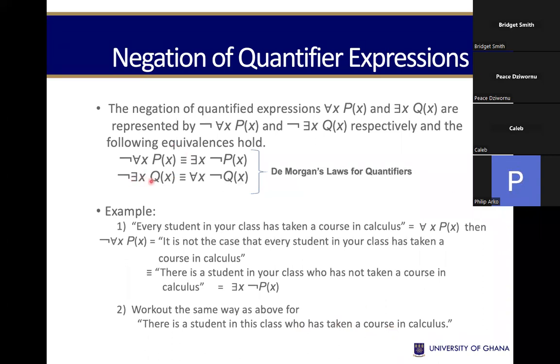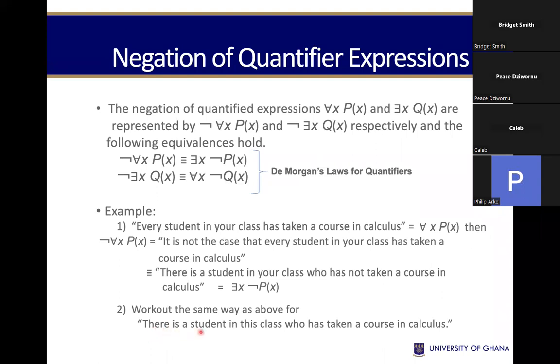So once I have this established, then I can come here. If I'm saying that it is not the case that there is a student in this class who has taken a course in calculus, what does it mean? It is not the case. In other words, it is not true that there is a student in this class who has taken a course in calculus. Who can tell me what that means? It is not the case that there is a student in this class who has taken a course in calculus. What does it mean in English? Pick one.